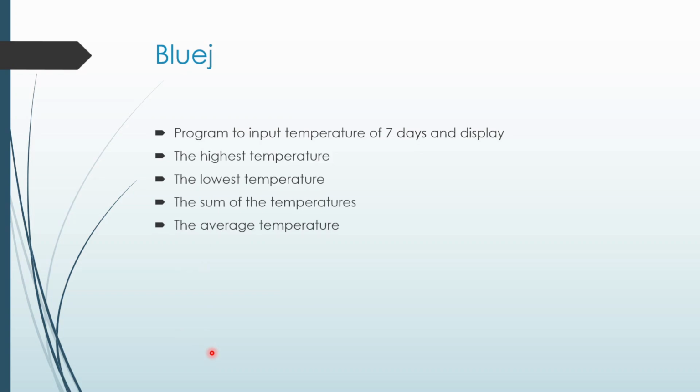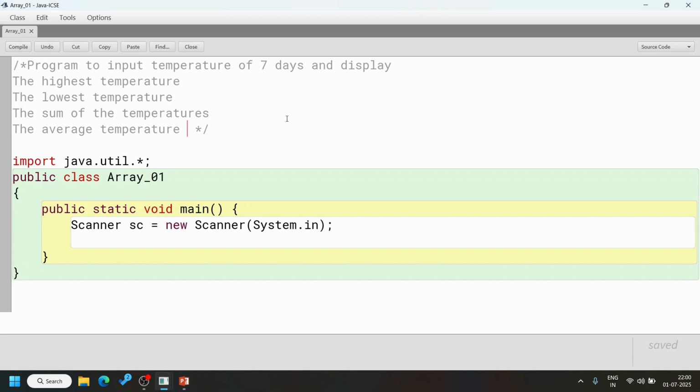The second program is, the next program is to input temperatures of 7 days and display the highest temperature, the lowest temperature, the sum of the temperatures, and the average temperature.